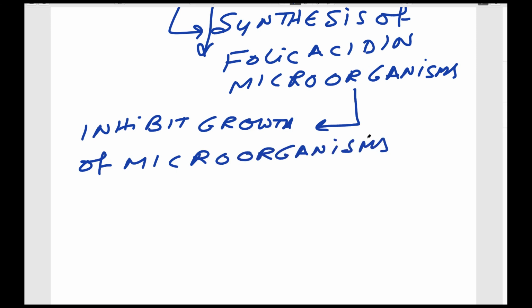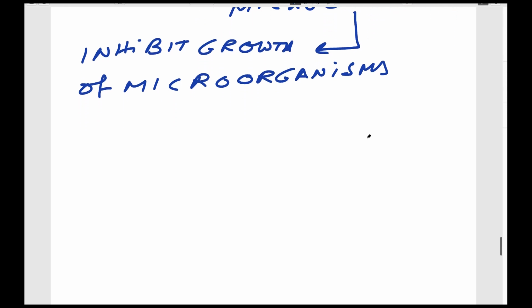It doesn't have an effect on human cells because human cells take the ready-made folic acid which is supplied in the diet, whereas bacteria synthesize the folic acid in their cells. For that, para-amino benzoic acid is required. But when you give the sulfonamide antibiotic, which is a structural analog, it inhibits the enzyme, so the bacteria cannot synthesize folic acid. That is how the infection is controlled.